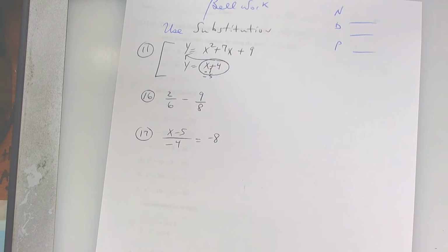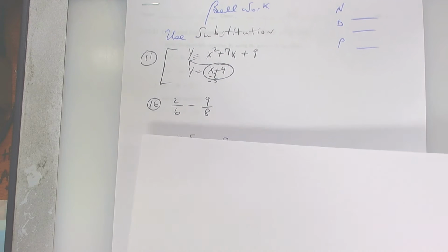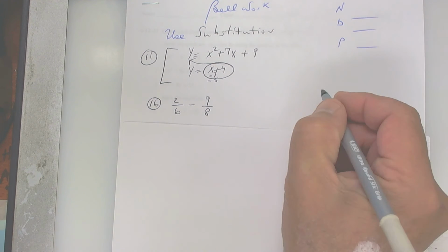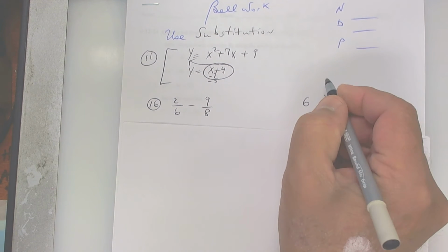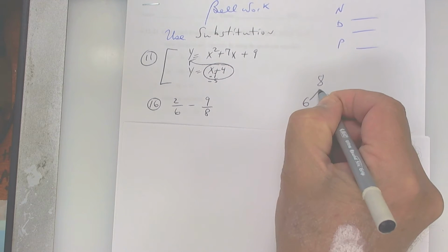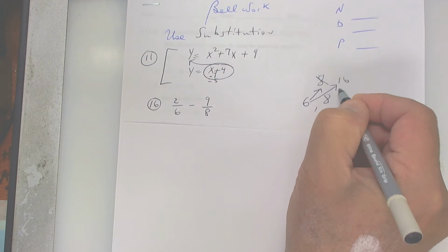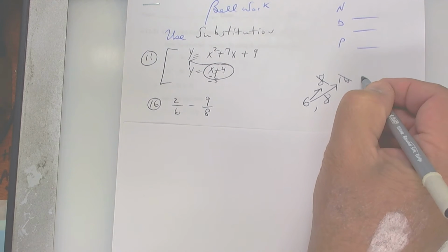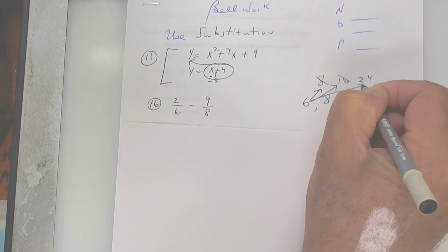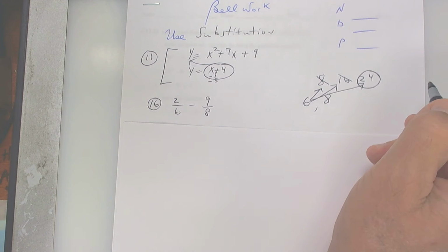This one right here, you're going to find your least common denominator. Remember, you take 6 and 8, and you take the biggest, which is 8. Does 6 go into 8? No. Double it, 16. Does 6 go into 16? No. Triple it. 8 times 3 is 24. Does 6 go into 24? Yes. That's your least common denominator.